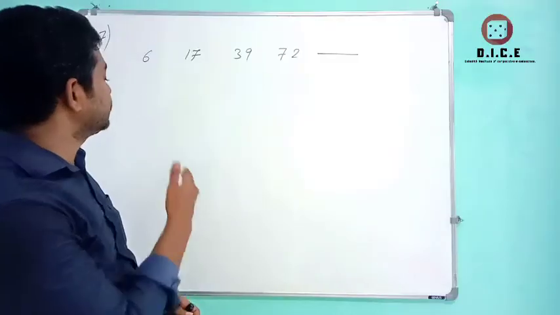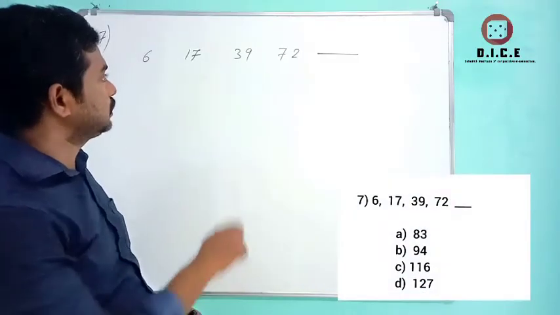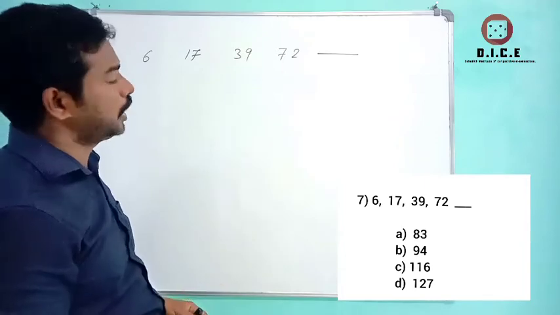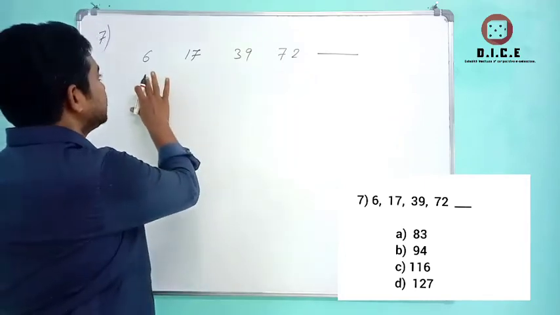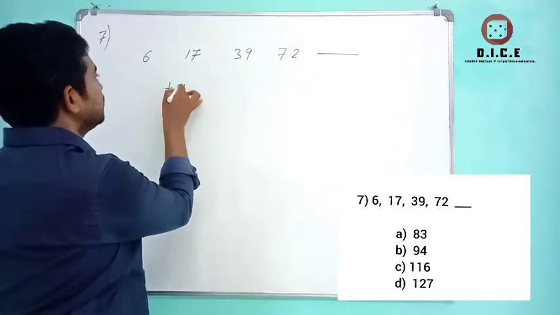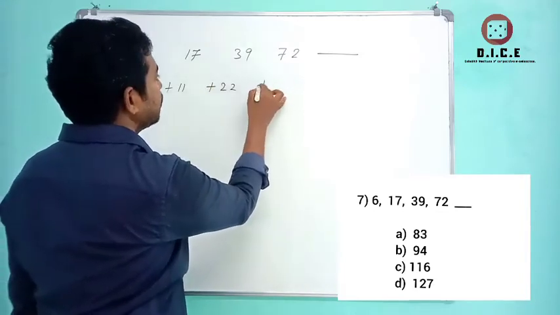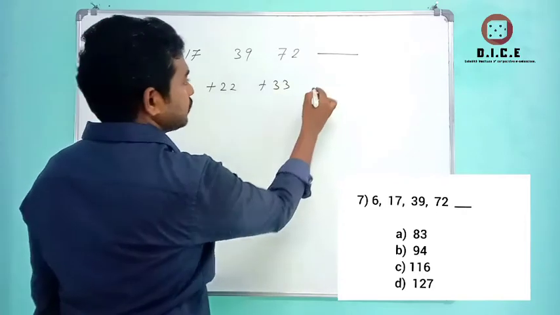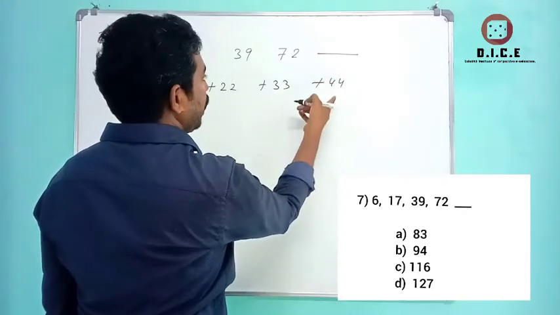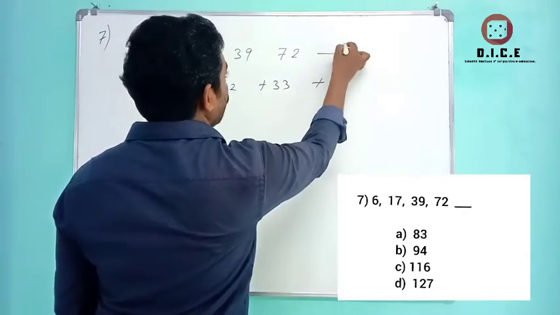Question number 7 here: 6, 17, 39, 72. As the numbers are in continuous increasing order, try to find the difference. The difference between 6 and 17 is plus 11. 17 and 39 is plus 22. 39 and 72 is plus 33. Next, that should be plus 44. If we add 44 to 72, 116 is your answer.